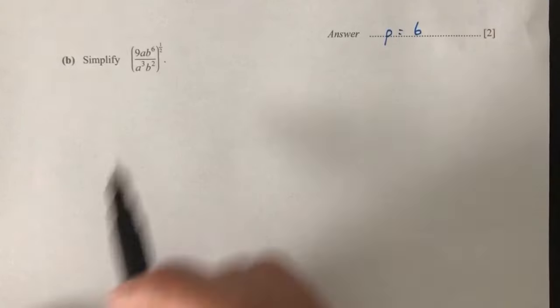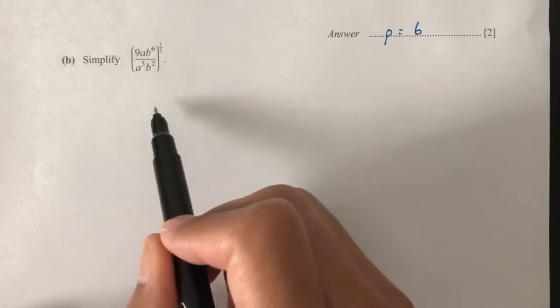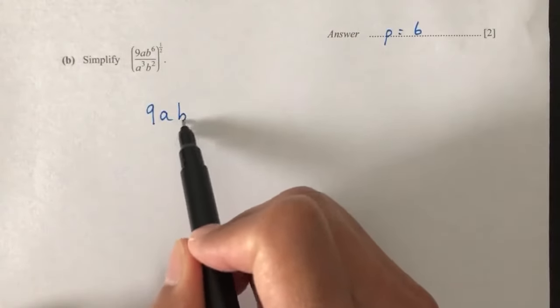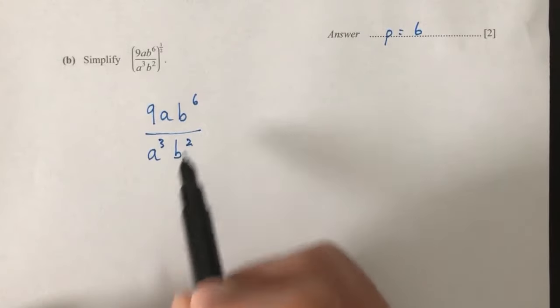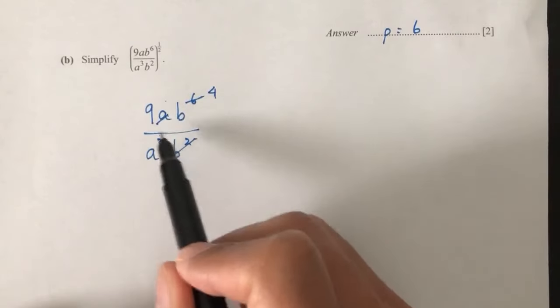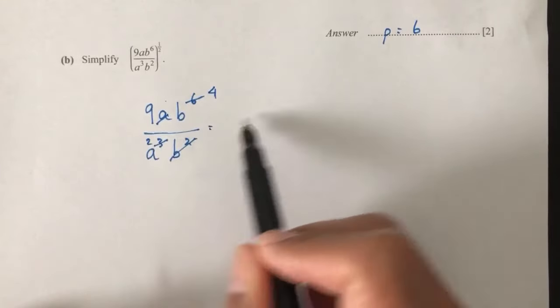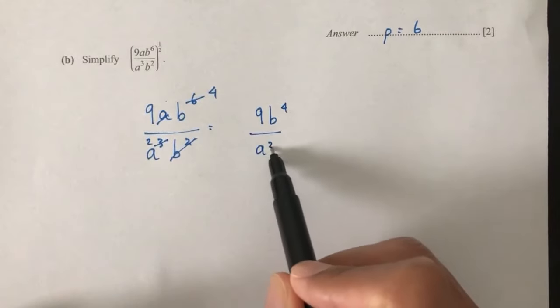So now for this one, we have to simplify this fraction. We can first simplify the inside. So we have 9ab^6 and a^3b^2. So this goes away, becomes 4. This goes away, becomes 2. So inside we have 9, b^4, and a^2.